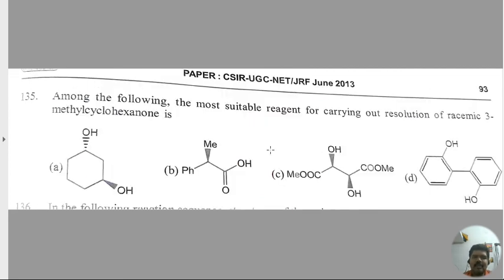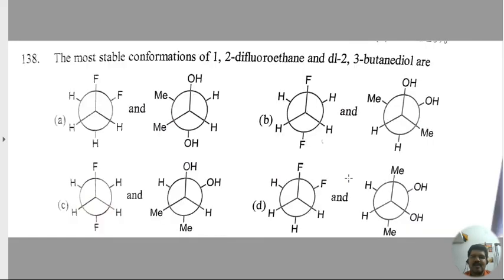Now next question, the most suitable reagent for carrying out the resolution of racemic 3-methyl cyclohexanone. First of all, the only thing that you need to know is that for the resolution you need an optically active compound. Here, which is an optically active compound, and also the ketone should be resolved by using an ester. Here, this is not an ester, this is not an ester, this is the ester. So option C is your right answer.